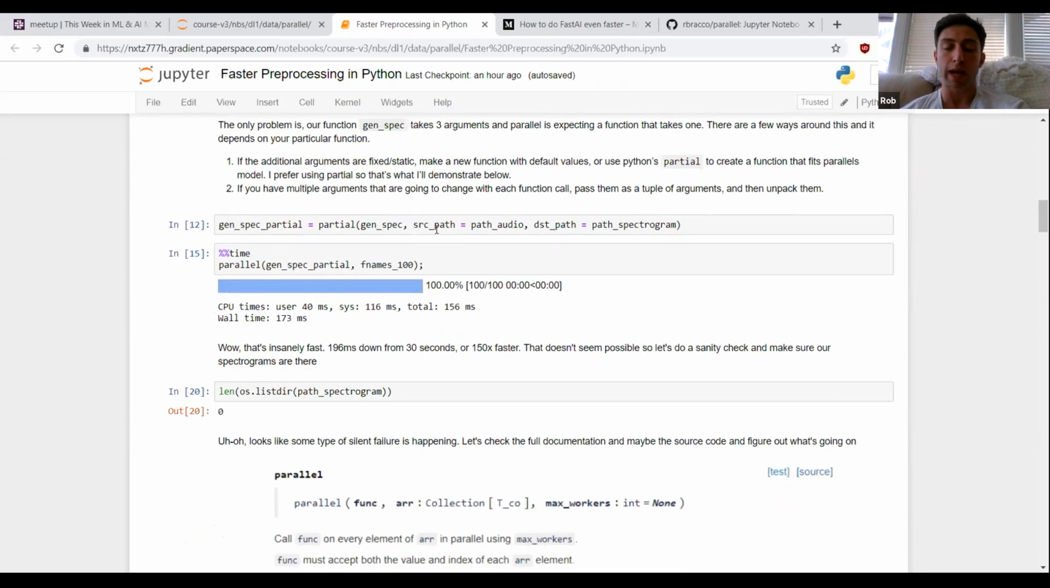Since our source path and destination path in this case are always the same, we can create a partial, which, for those who don't know, is just a Python function that allows you to make a new function by passing some constant arguments in to an existing function. So we go from having genspec, which takes 3 arguments, to this partial, which will only take 1, which is the specific file name, the thing that changes each time.